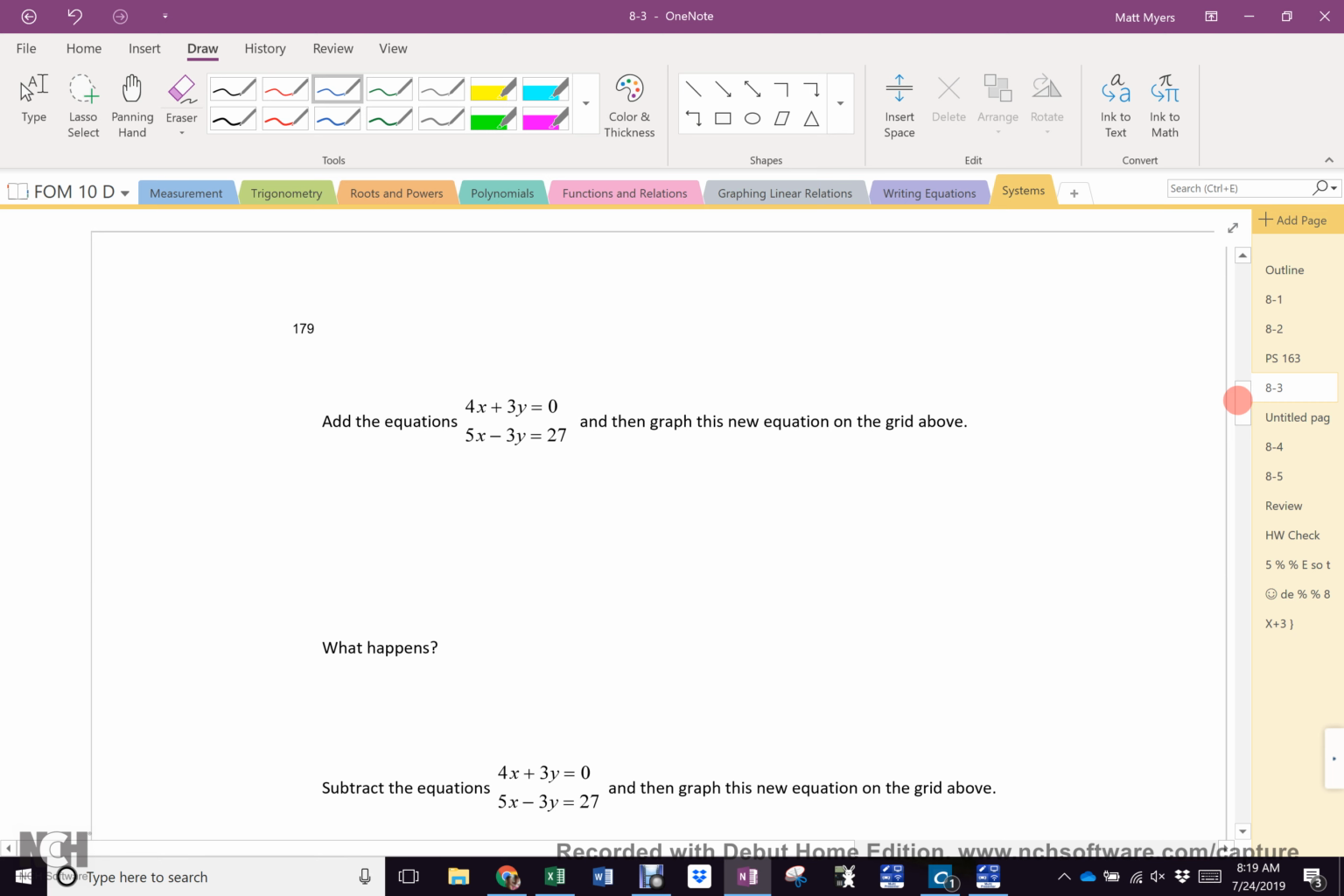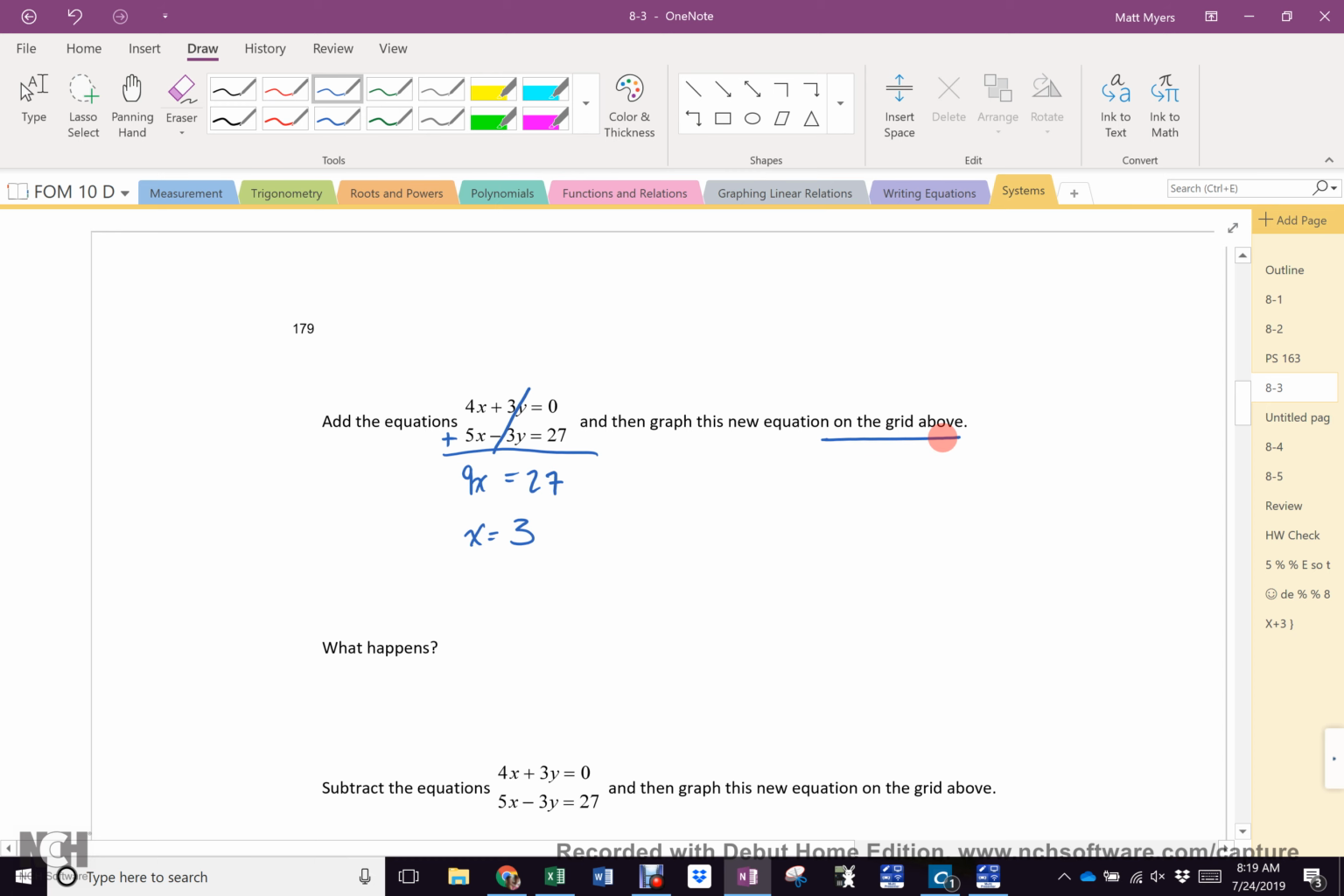Turn the page over. Add those equations. We've added equations already this year. What will I get when I add those? 9x. What will I get when I add those? 0y. What will I get when I add those? 27. What should I do every time I see a math expression that looks like that? Isolate x. X equals 3.